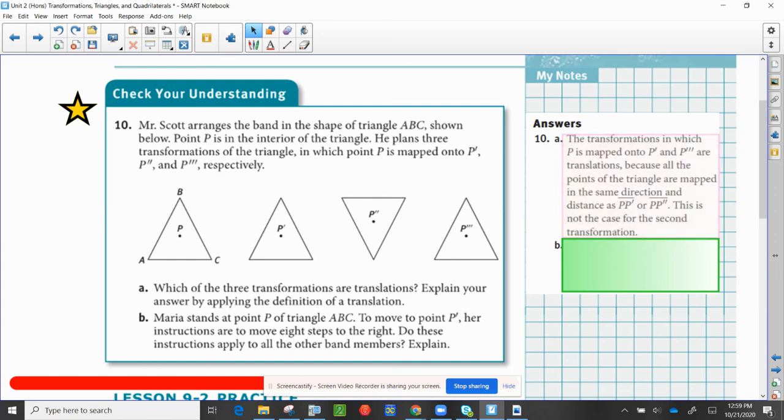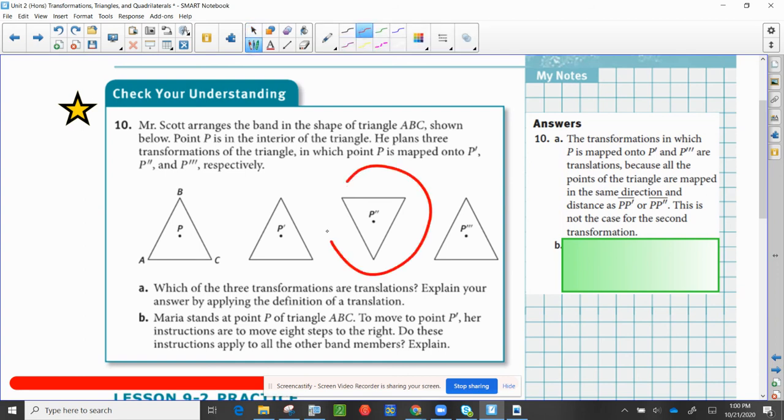Well, hopefully you said it was just P and P triple prime. P double prime is not a translation. This looks like the graph flipped. We'll talk about what kind of transformation that is, but for right now, we don't know that as a translation. Translations are just a shift. So it'd be taking this triangle and just moving it somewhere else. So the position kind of stays the same.